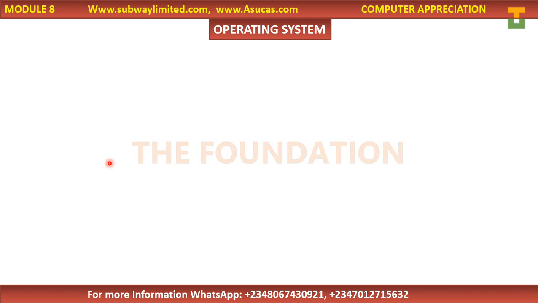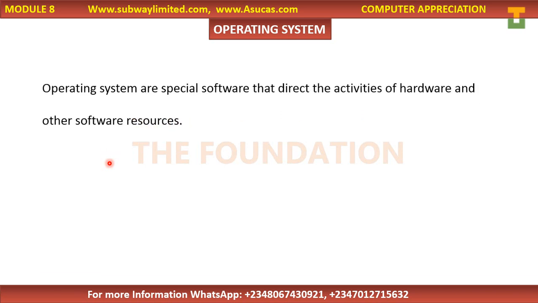Operating system. Don't forget, we are still talking about system software. Operating systems are special software that directs the activities of hardware and other software resources.